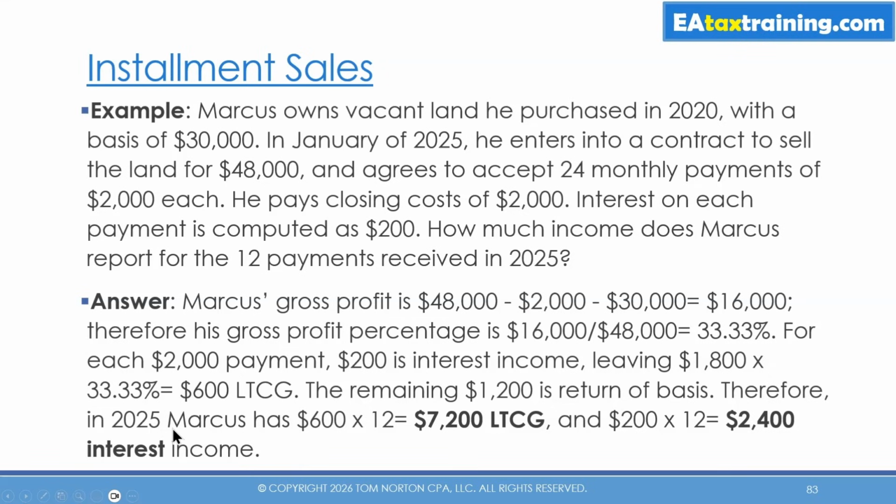Therefore, in 2025, Marcus has $600 times 12 payments, or $7,200 of long-term capital gain, and $200 times 12 payments, or $2,400 of interest income. And note that when you get questions on the exam, you're not going to have to compute the amount of interest. They will do what I have done here, and they will tell you what that amount of interest is. Just have to remember, for each payment, subtract the interest from the total payment. What is left, the difference between those, is what you multiply the gross profit percentage by.